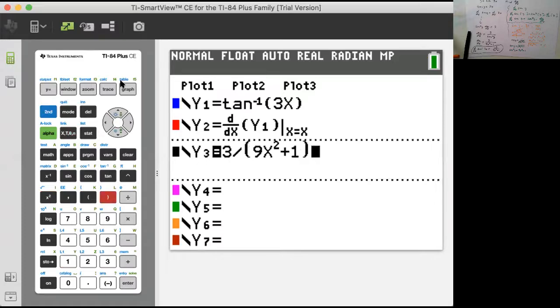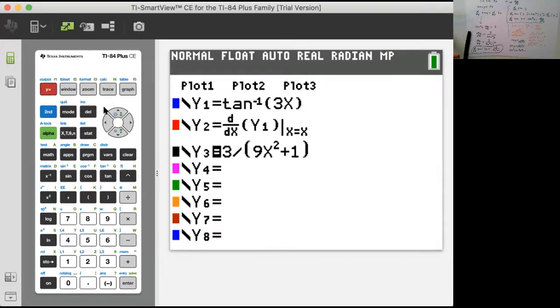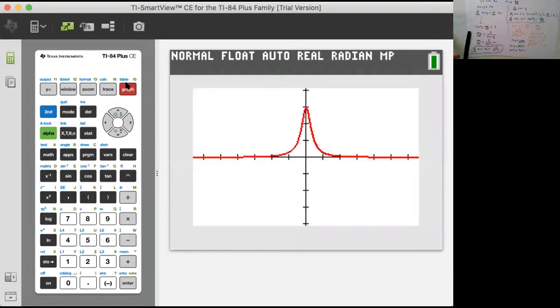And we'll graph that now. Is that the same as what we had before? So we'll turn them both on. We'll turn on the red graph, the derivative, to see if it matches the black graph, what we think is our answer. Does the red graph sit on top of the black graph? And sure enough, it does.